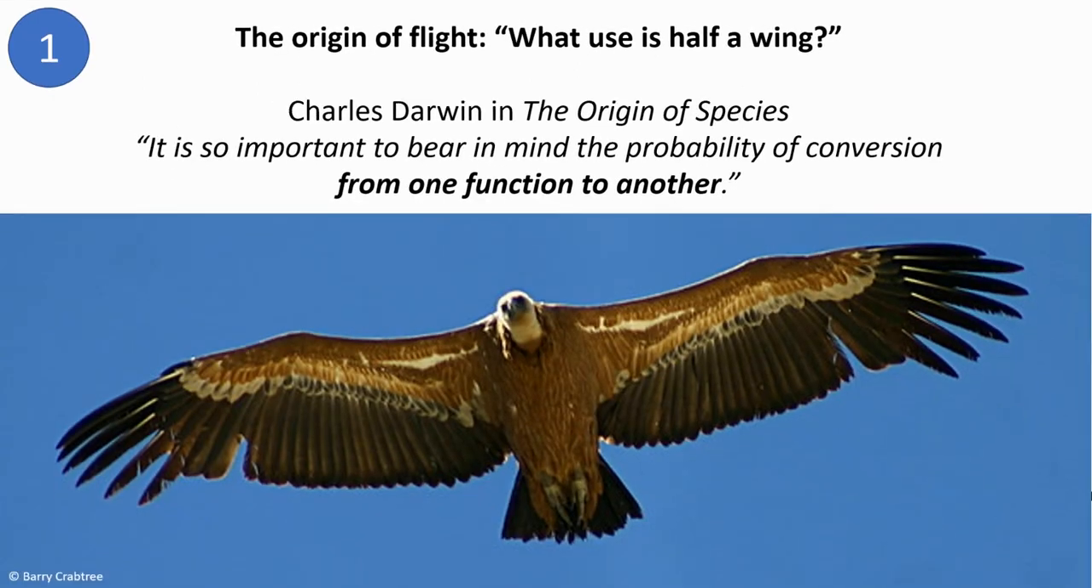But let's start with the origin of flight, a problem that also haunted Charles Darwin. His critics asked him, what is the use of half a wing? Because Darwin envisioned evolution as a gradual process of which traits change over time. But what would a bird do with an incomplete wing? In The Origin of Species, he made a very important observation. He wrote, it's important to bear in mind the probability of conversion from one function to another. So perhaps feathers evolved for one function and were later co-opted for flight.